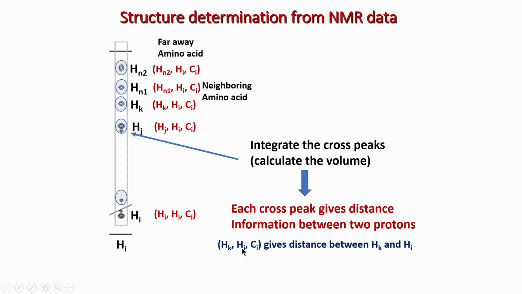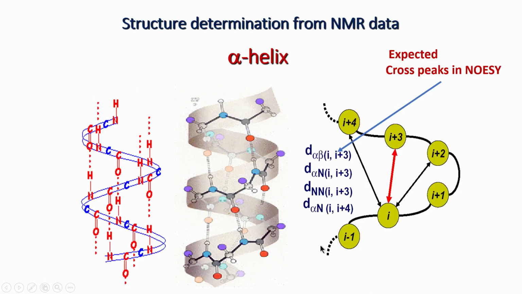So, a HA-HN correlation peak, for example, this one here gives me the distance between HA and HN, or the correlation between HA and HN. So, as I said, the medium range. So, how do we get the information of a secondary structure from the medium range NOEs? So, you can see here, for example, in an alpha helix like this, the amino acids will turn and come like this. So, these distances are expected to become less than 5 angstrom.